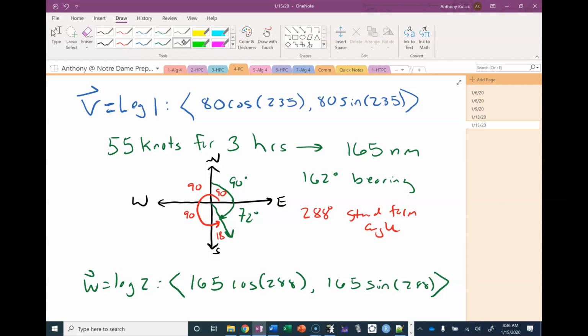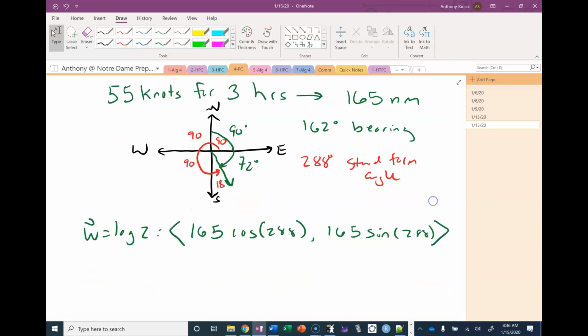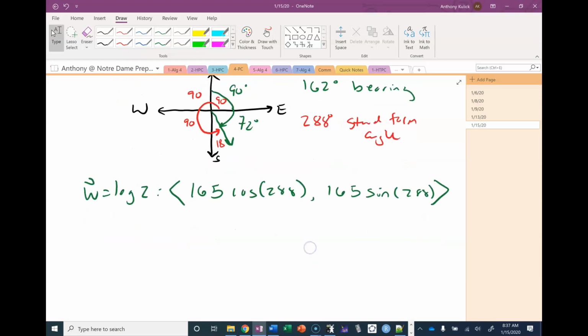So we had 2 parts of our trip. We do something, then we turn and go somewhere else. So I took the first leg of our trip and converted that into a component form vector. And I took the second leg of our trip and converted that into a component form vector. So it says, what is the distance and bearing of the boat relative to its starting position at port? So it wants to know the resultant.